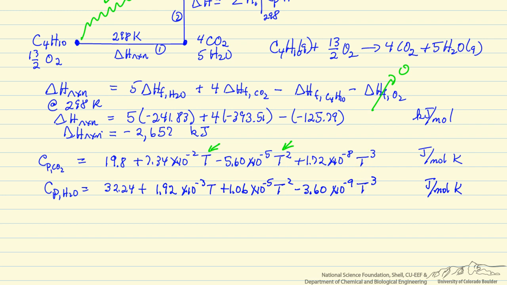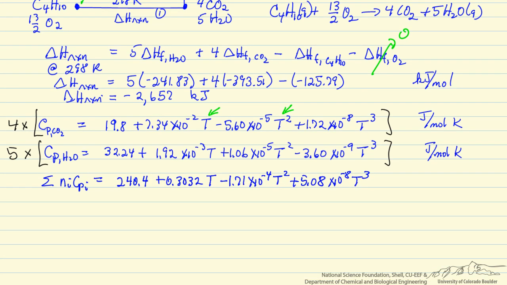And what we need to do is multiply this by 4 and this by 5, corresponding number of moles of CO2 and water in that product that's formed, and add these terms together. So the sum number of moles times the heat capacity is equal to. So here are the terms added together. Now we want to integrate this summation from our starting temperature to our final temperature, which is our adiabatic temperature.